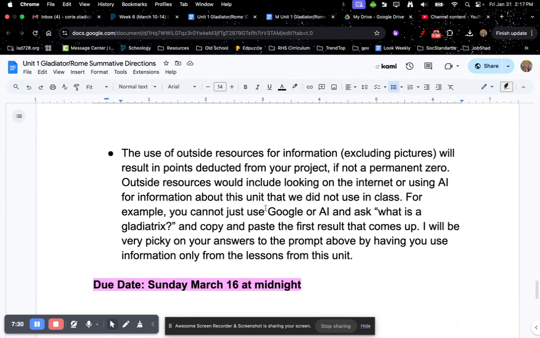The use of outside resources for information, excluding pictures, because you can just get your pictures from Google or whatever, will result in points deducted from your project, if not a permanent zero. Outside resources would include looking on the internet or using AI for information that we did not use in class. For example, you cannot just Google or ask AI, what is a gladiatrix, and then copy and paste the result. I will be very picky on your answers to the prompt above by having you use information only from the lessons from this unit.